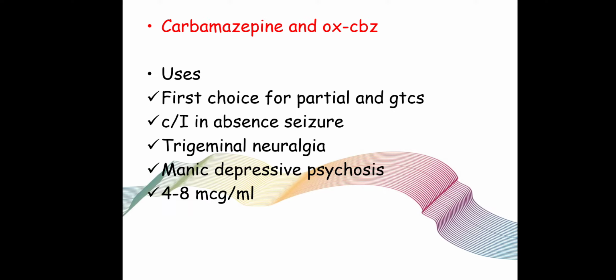Then carbamazepine and oxcarbazepine, they are the first choice for partial seizures and GTCS, right? Again, like phenytoin, they are contraindicated in absence seizure. Like phenytoin, they are also used in trigeminal neuralgia and manic depressive psychosis. Now, like phenytoin, it also requires plasma concentration monitoring, where the normal level is 4 to 8 microgram per ml. Excessive dosing will lead to excess plasma concentration, and that can give rise to toxicity, so that is important.